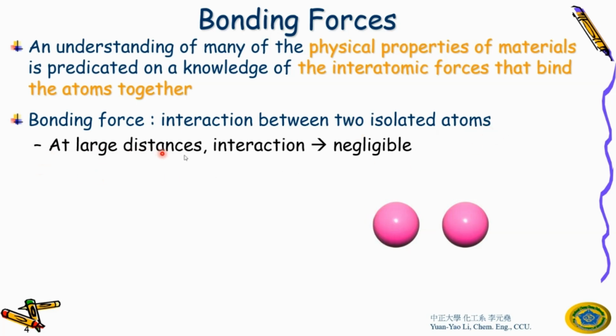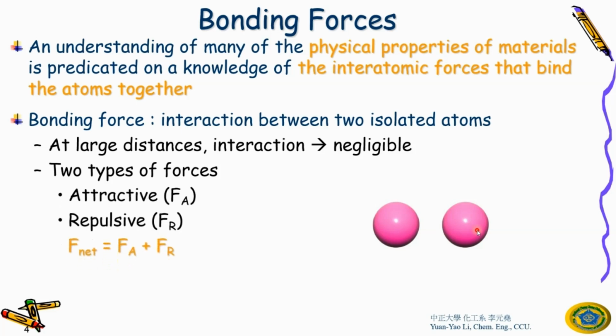At a large distance, the interaction is negligible. That means if these two atoms are very far away from each other, you can neglect the forces and the energies. However, if they are very close to each other, there are two types of forces. The first one, of course, is called attractive force. The second one is repulsive force. These two atoms might like each other, might not like each other.